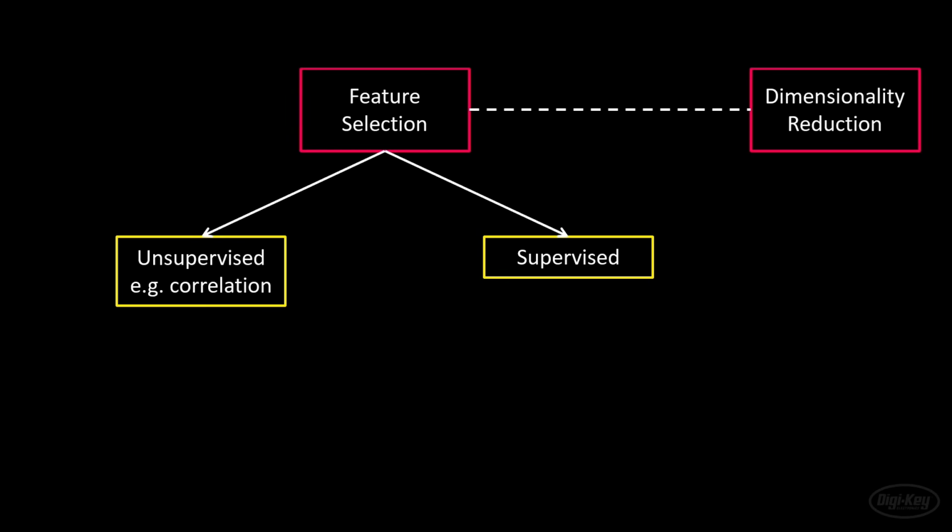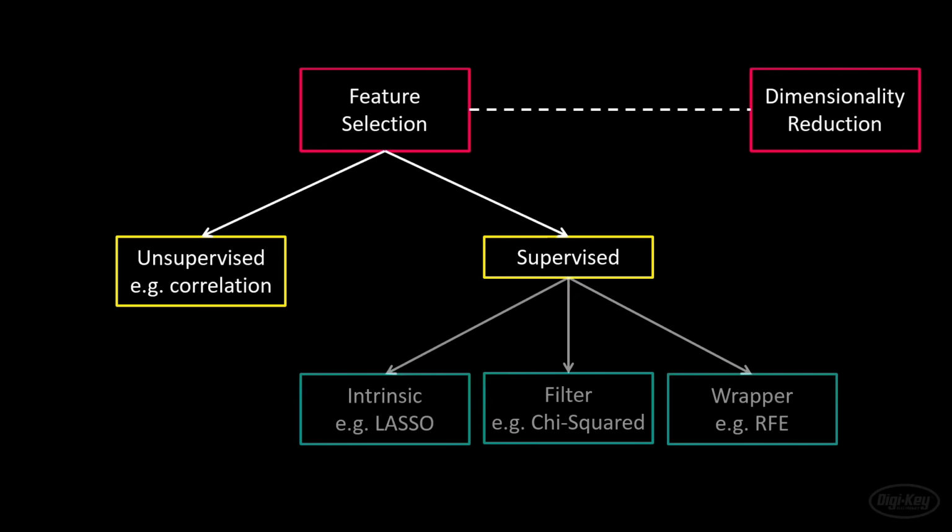Next, we have supervised methods that usually require training a model. The output of that model, which might be a regression or classification model, is used in determining the importance of the input features. The supervised category can be broken down even further. Intrinsic methods are feature selection processes that occur naturally whenever we train a model, and we can look at the model to determine which features it thought were important. For example, the technique of adding an L1 regularization term to a loss function is known as least absolute shrinkage and selection operator, or LASSO.